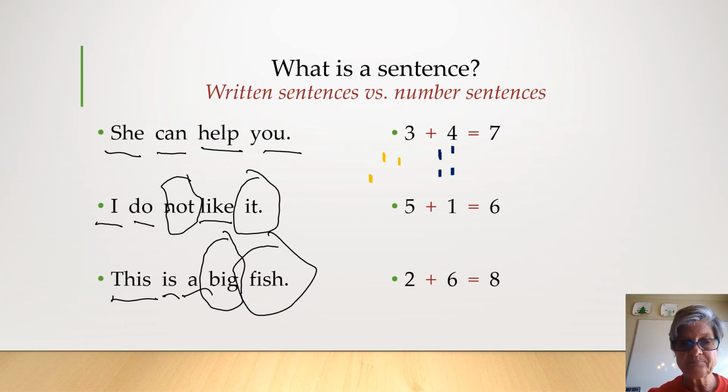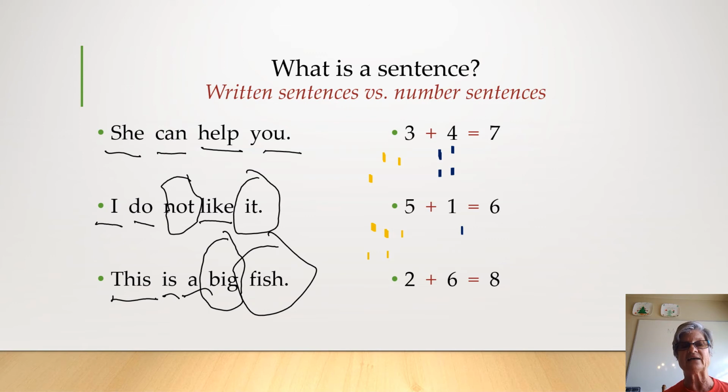So again, I'm going to make 5 dots. 1, 2, 3, 4, 5. Plus 1, so I'm going to make 1 dot equals 6. I'm going to read the problem again. It says 5 plus 1 equals 6. That again is called a number sentence because it tells you something.